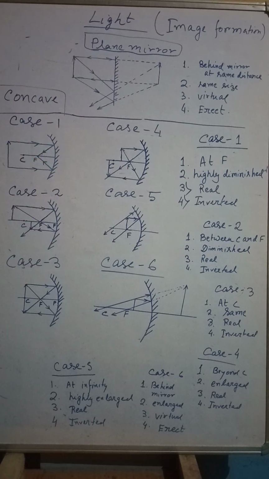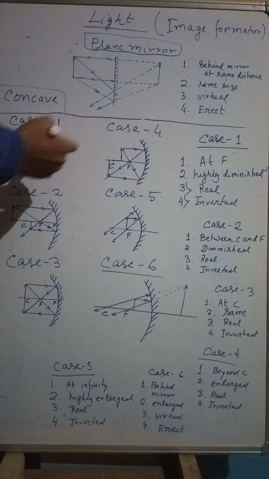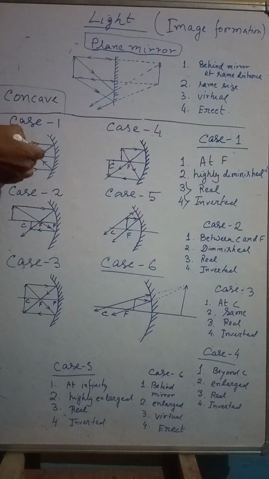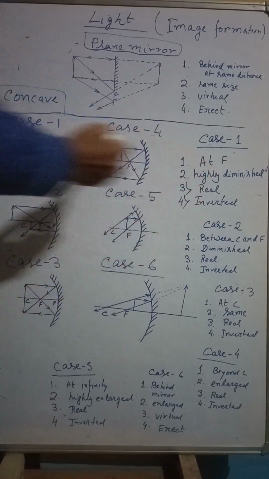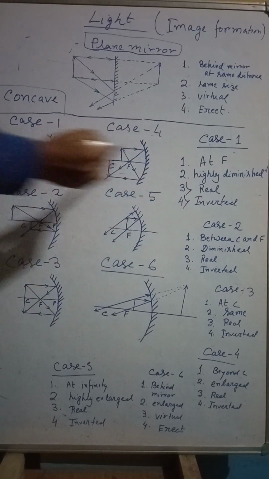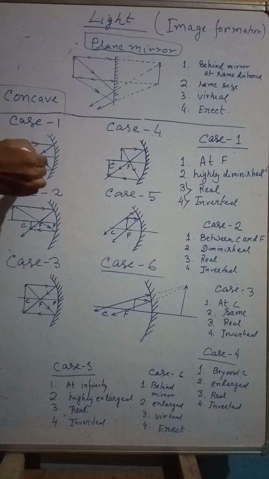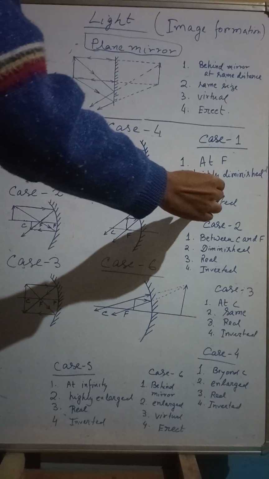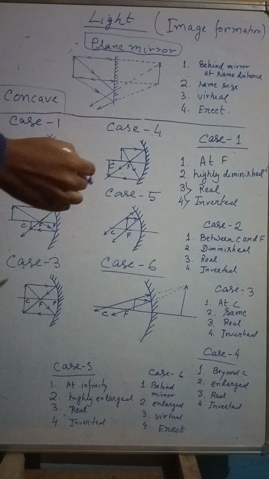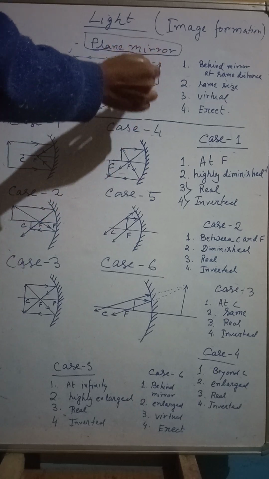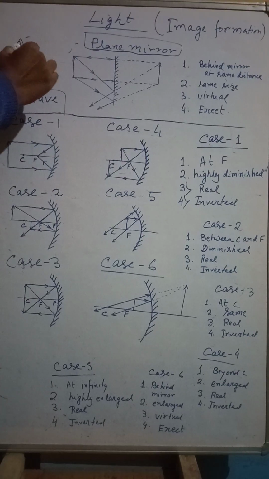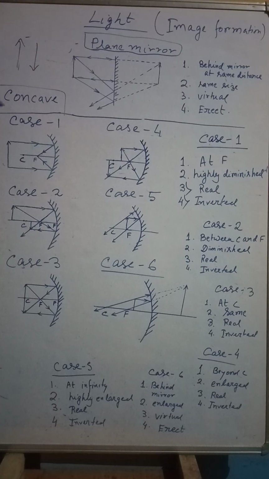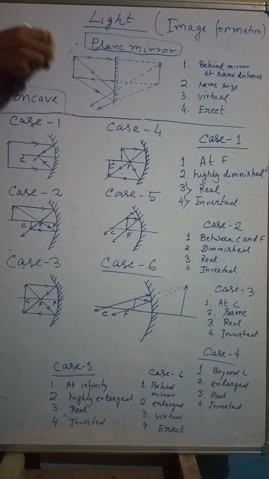So what is the nature of this image? The image is formed at the focal point and is very small, so it is a highly diminished image. The image is real, because the reflected rays actually meet at this point, and it is an inverted image. For the plane mirror this was an erect image, but here it is an inverted image. So that is case 1.